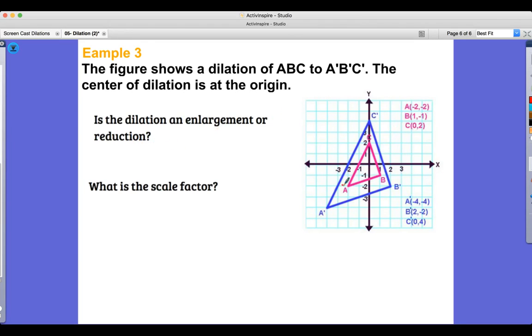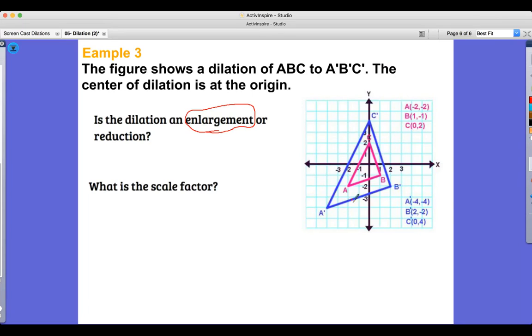Well, we know that the original figure is this pink one because the pink triangle is the one that's labeled ABC. The one with the primes is the blue one, the bigger one. So we can say that the pink one is getting scaled into the blue one. Since our original figure is smaller, here we have an enlargement. The dilation we're using is making the figure a lot bigger. Now we have to find that scale factor.